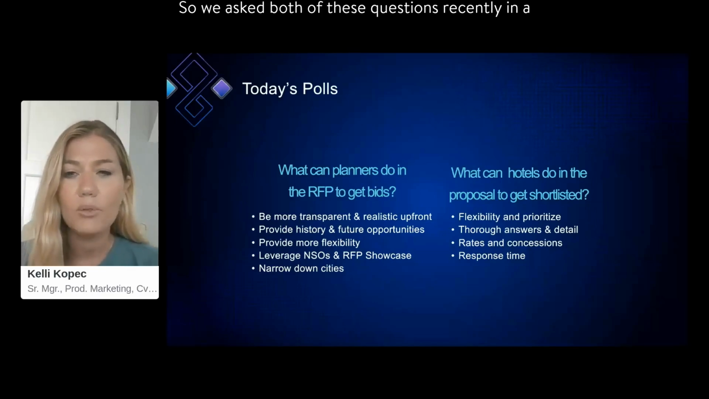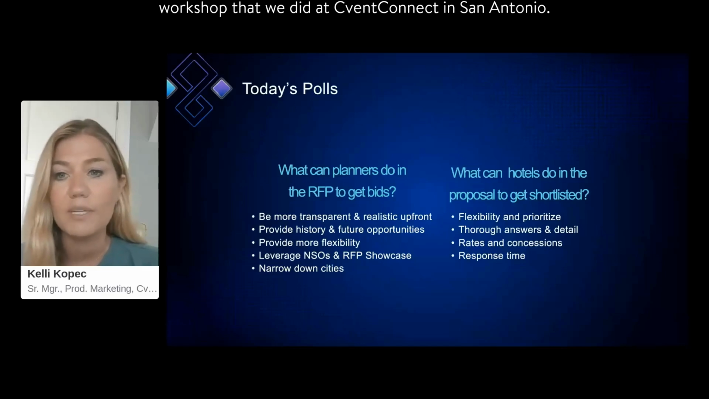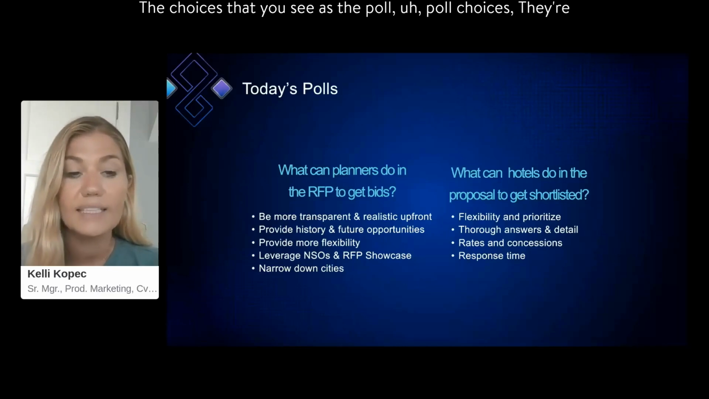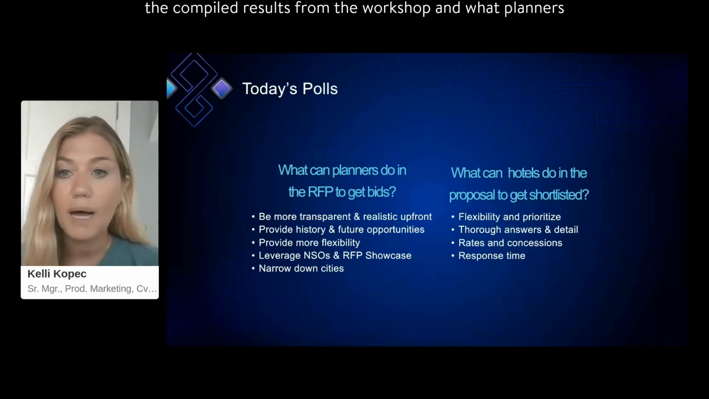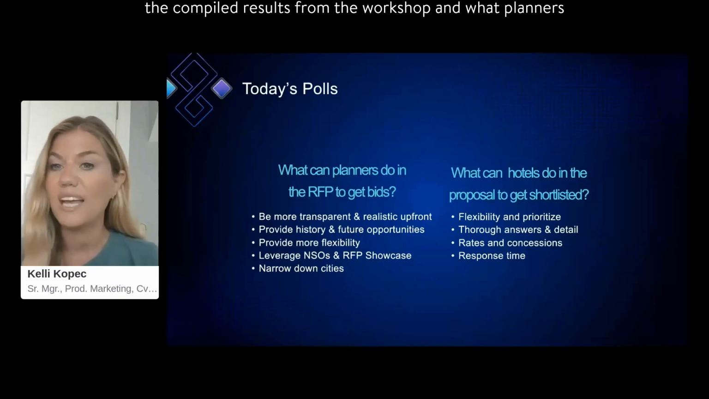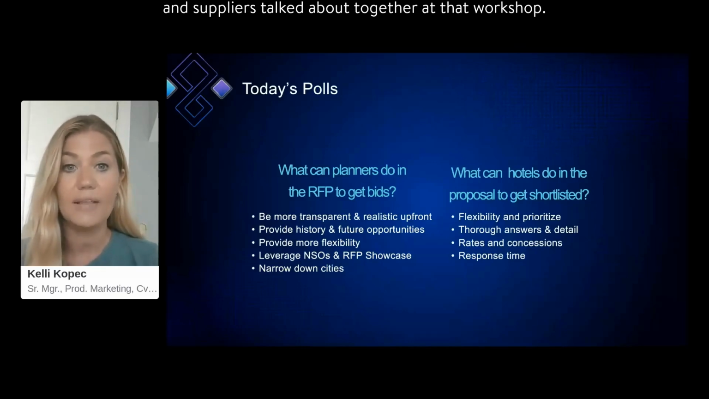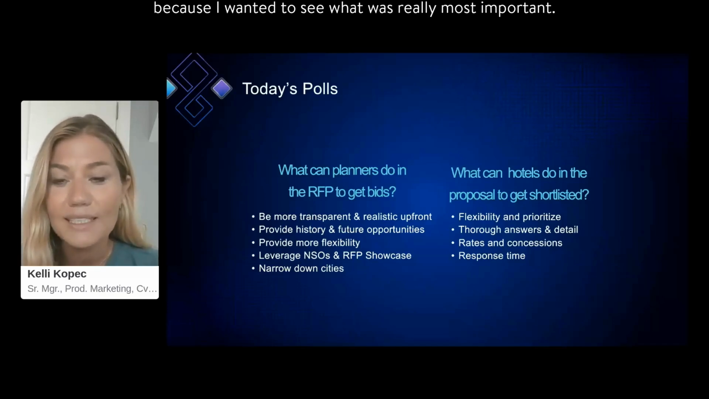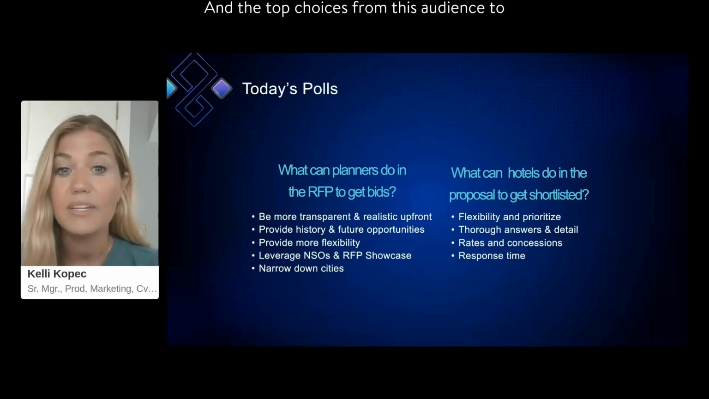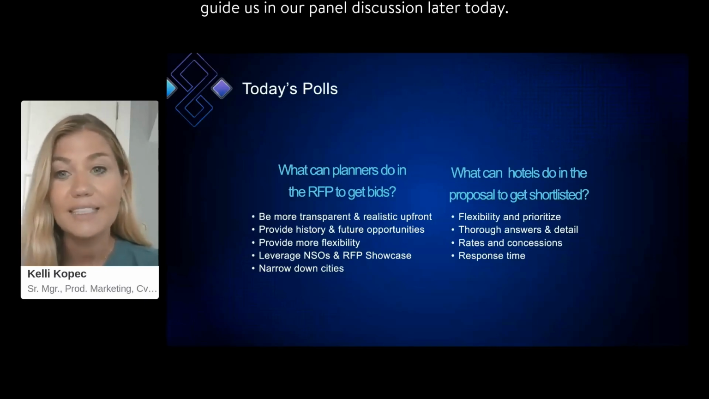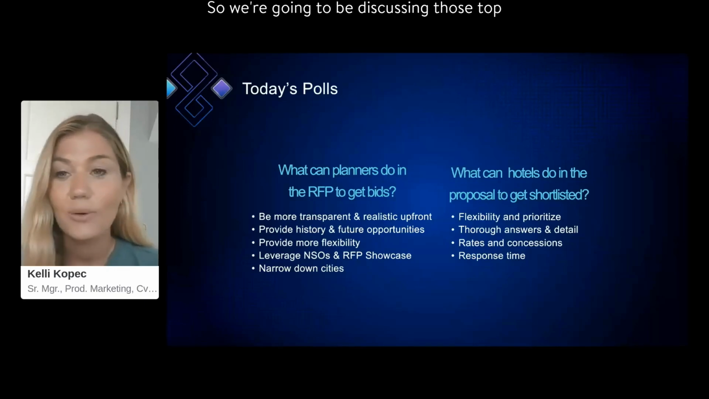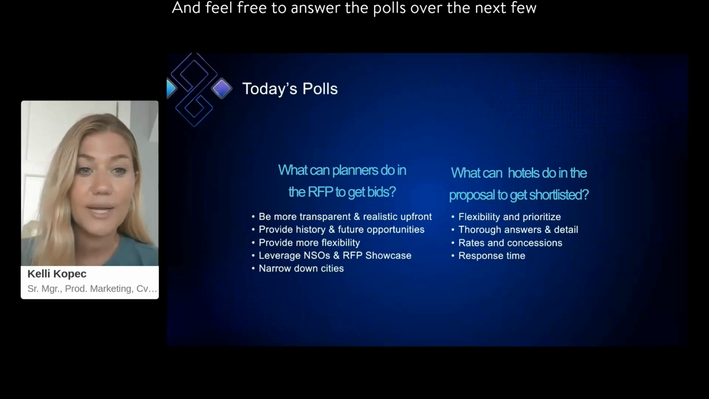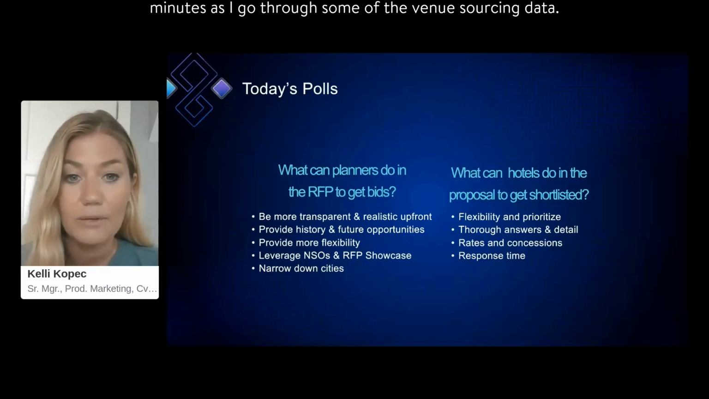We asked both of these questions recently in a workshop that we did at Cvent Connect in San Antonio. The choices that you see as the poll choices, they're the compiled results from the workshop and what planners and suppliers talked about together at that workshop. I purposely didn't add an all of the above choice because I wanted to see what was really most important in the top choices from this audience to guide us in our panel discussion later today. So we're going to be discussing those top choices first when we bring on the panel later. And feel free to answer the polls over the next few minutes as I go through some of the venue sourcing data.